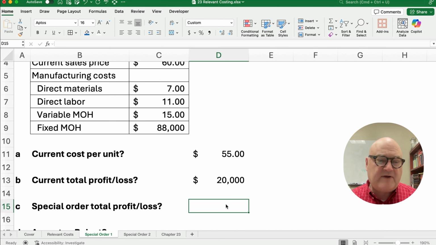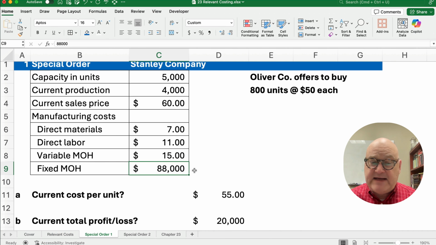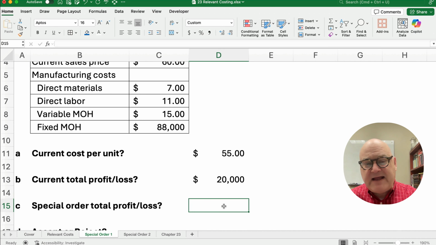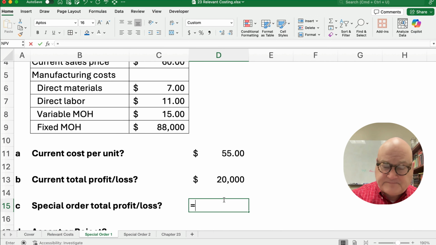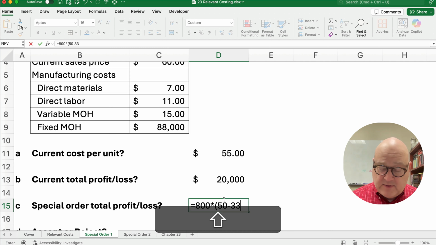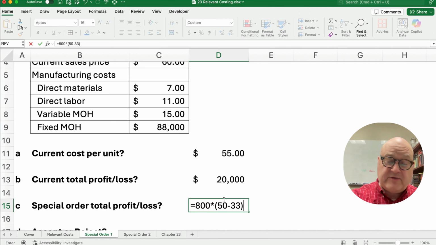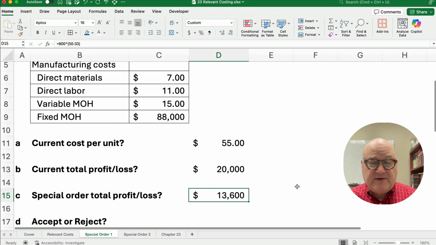We're going to ignore the fixed cost. The fixed cost is $88,000. If you produce 1,000 or 2,000 or 3,000 or 4,000, the fixed cost in this problem is $88,000. In fact, all the way up to capacity, our fixed cost is $88,000. So what is the next one going to cost? The next one's only going to cost our variable. So we're going to take the 800 times the $50 minus the 33. We're selling at 50, but it only costs us 33 to make the next one. And so therefore, we're going to make a profit of $13,600.